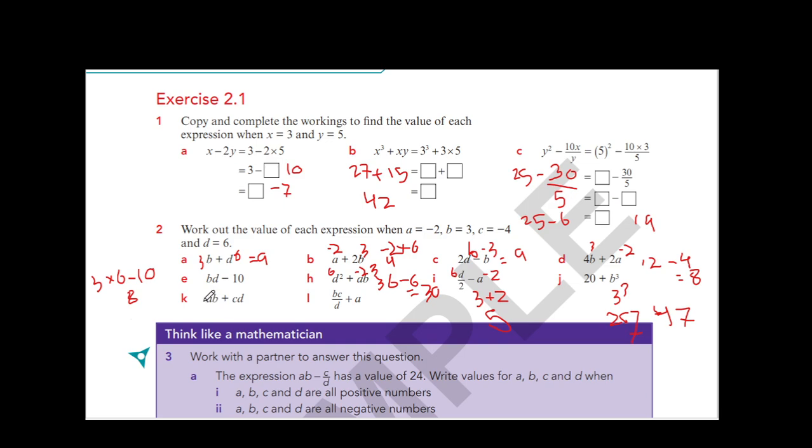Part K. The value of a is minus 2 multiplied by the value of b. The value of b is 3. Then the sign is plus c. The value of c is minus 4 multiplied by the value of d, which is 6. Okay, minus 2 into 3 will be minus 6 and plus minus 4 into 6 will be minus 24. Minus 6 minus 24, the answer will be minus 30.